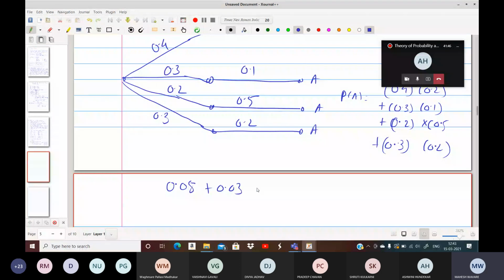Just sum up and find the total. 8 plus 3 is 11, 11 plus 10 is 21, and plus 6 gives 27. It is 0.27. So just check whether it is correct. If you receive a speeding ticket, then the probability of B conditional on A, the Bayes theorem, can be applied. Here the rule of elimination is applied.